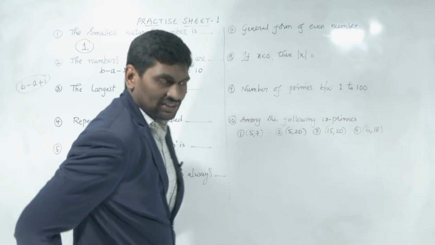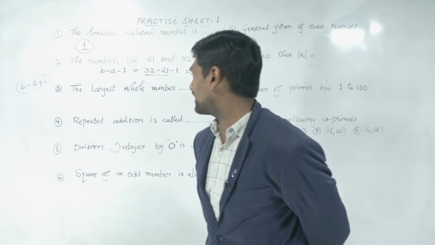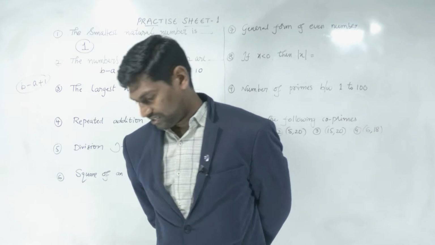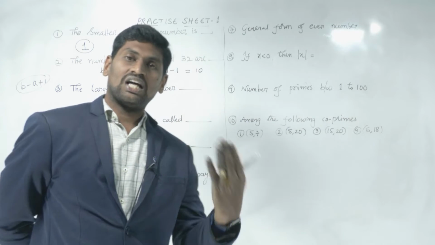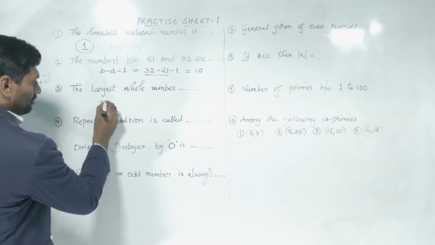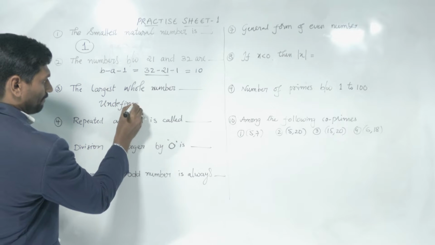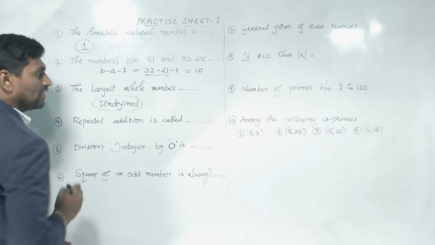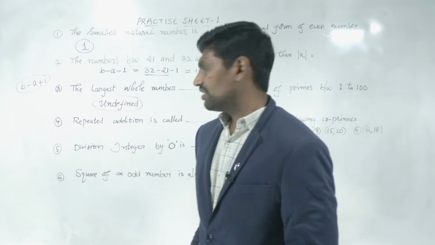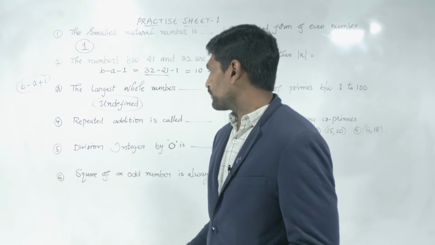Largest whole number. Very simple, basic questions. Largest whole number? Yes. Like the largest natural number is undefined, in the same way the largest whole number is also undefined. Smallest we know. Smallest obviously 0. Okay? Good. Fourth question.